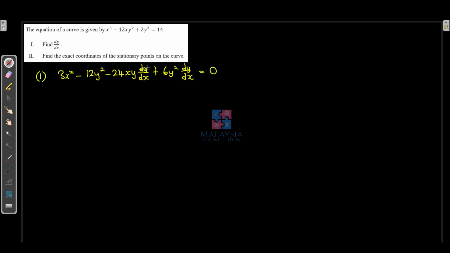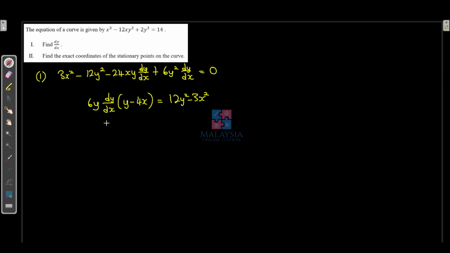So we can factorize out the dy over dx. Besides the dy over dx, what we can take outside is going to be the 6y, leaving us inside y minus 4x only. Equals, we can shift the 3x squared minus 12y squared to the right hand side. So we get 12y squared minus 3x squared.